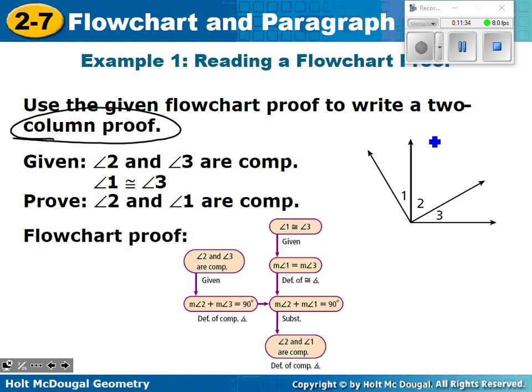So number 5, measure angle 2 plus measure angle 1 equals 90. Be careful that you complete the reason. They abbreviated, and you don't just put substitution. What do you also include? Property of equality. So even though they are abbreviating, you're not going to. Okay, so be careful. And then obviously our last step is just to go straight down. Number 6, angle 2 and angle 1 are complementary.